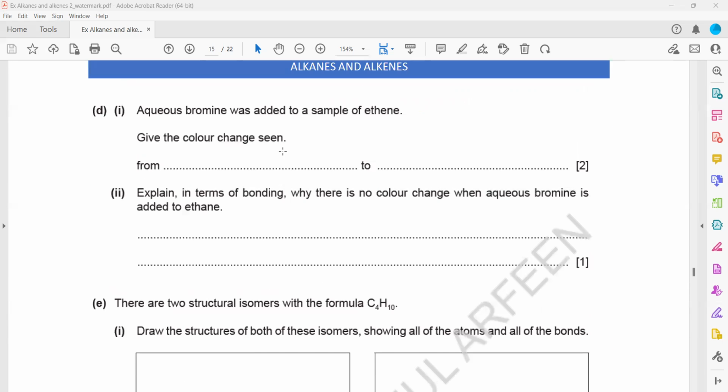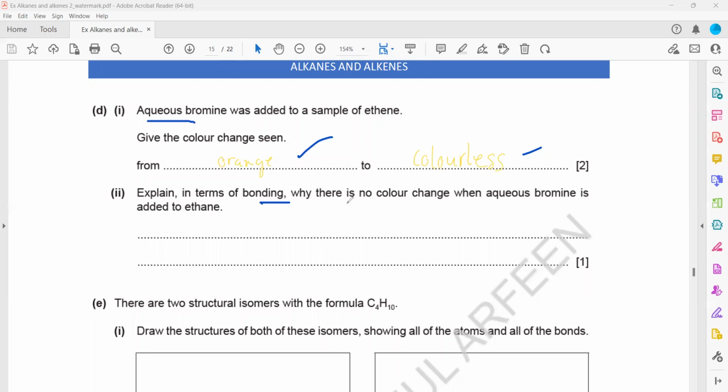Next, aqueous bromine was added to a sample of ethene. So we have ethene and we add aqueous bromine. What is the color change seen? Orange to colorless. Yes, that's right. It's the same question you find repeated in different ways.